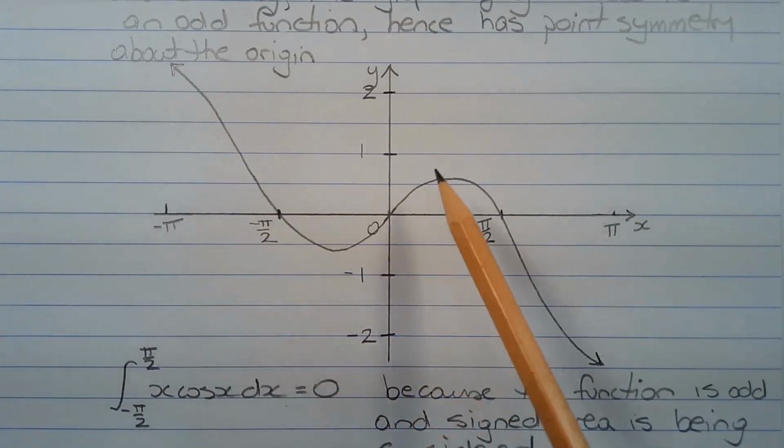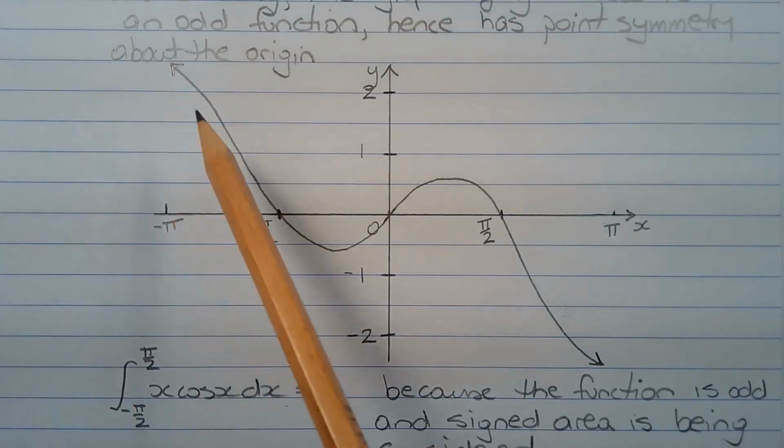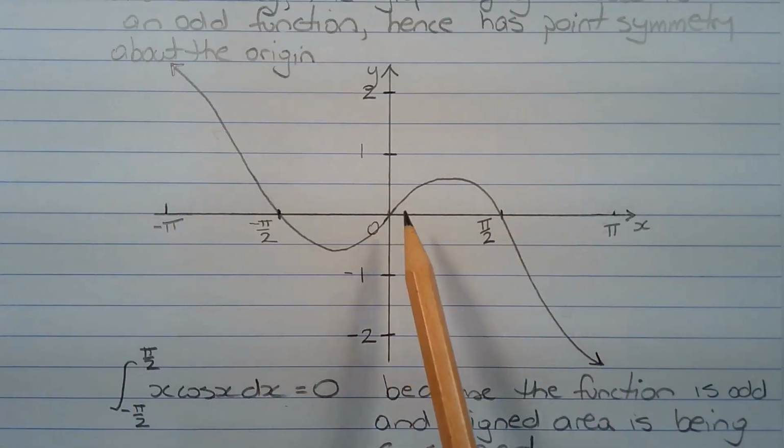Here is the graph of y equals x cos x. It may help to do a table of values to get a little bit of extra detail in the graph. So it's important to show that it is an odd function and the 3 x-intercepts are shown.